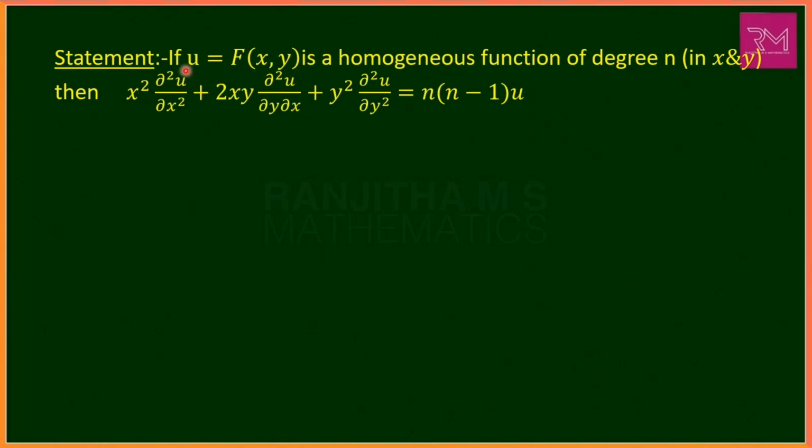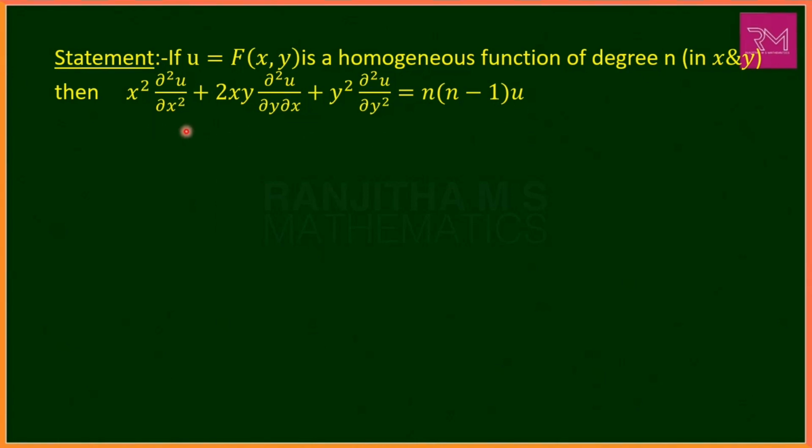Here is the statement: if u is equal to f of x comma y is a homogeneous function of degree n, then x square into del square u by del x square plus 2xy into del square u by del y into del x plus y square into del square u by del y square is equal to n into n minus 1 into u.